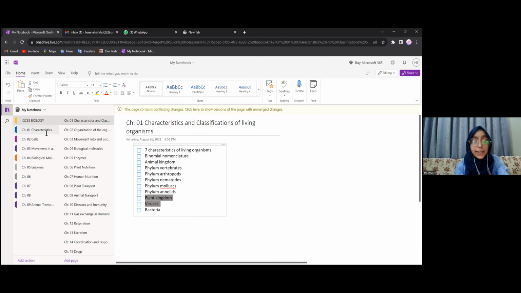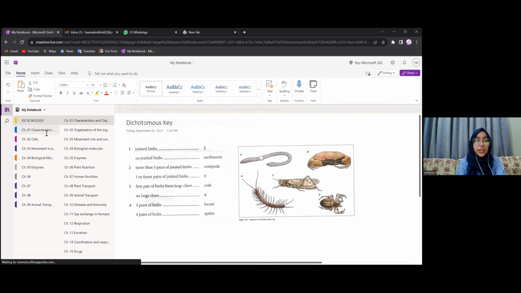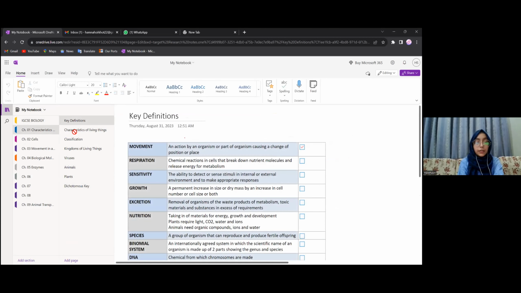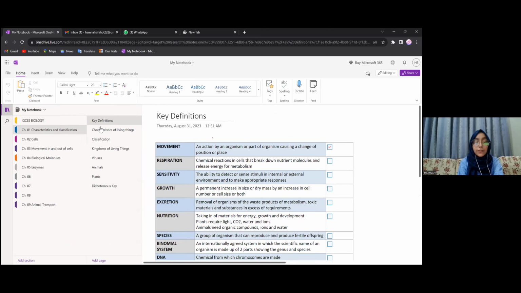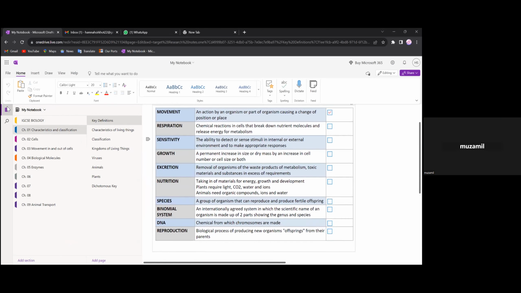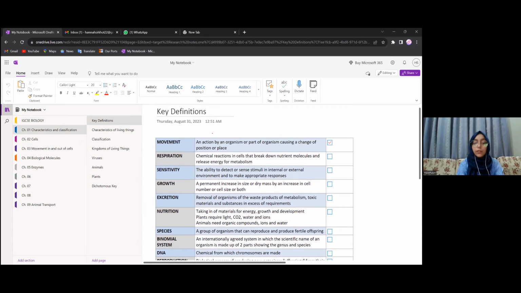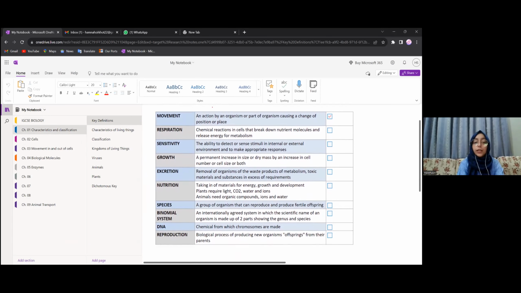Now we go to my second page here. This is chapter 1, and these are the pages in chapter 1. This is characteristics and classification. In the first page of every chapter, I will be including your key definitions. Key definitions are all the definitions that may come that you have to memorize. These are just memorize-only. I will be having you memorize, and I'll be asking you to narrate these to me or explain them.